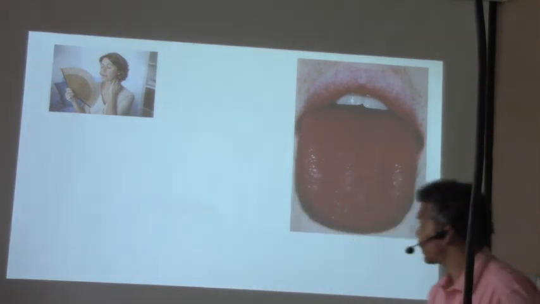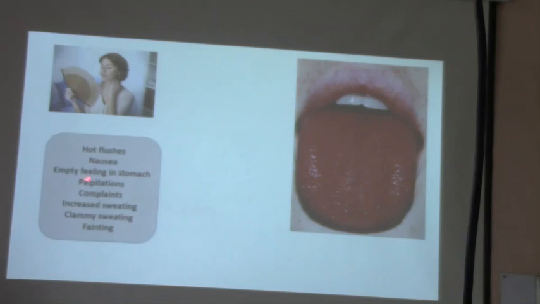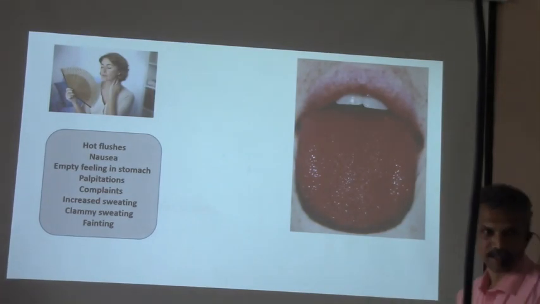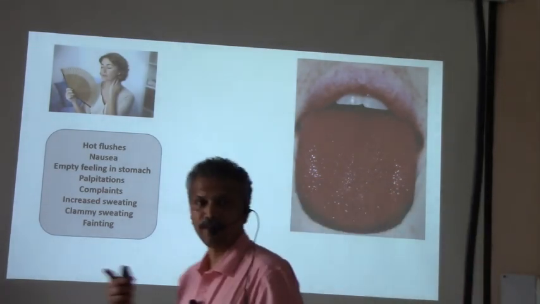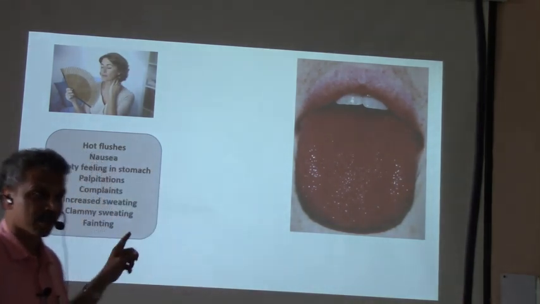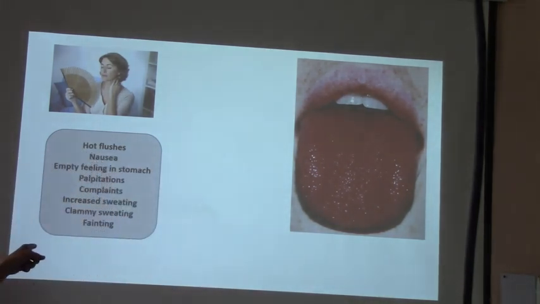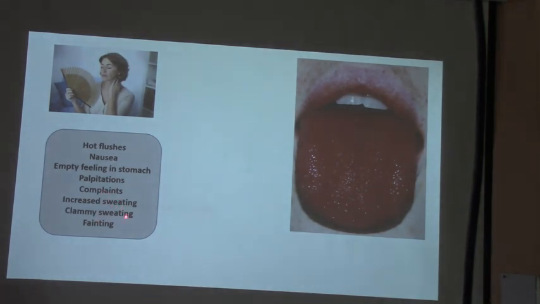So in today's class we will just try to understand what are those symptoms you have in Crotalus that will be useful for you in future to prescribe in menopausal affections. Like for example, you have hot flashes, a common symptom, nausea, empty feeling in stomach, palpitations, increased sweating, clammy sweat and fainting. These are few symptoms which we see in Crotalus horridus.